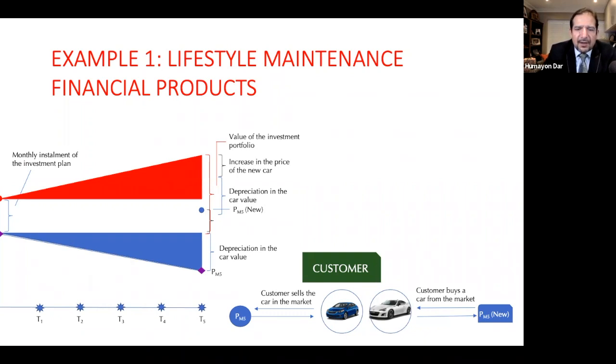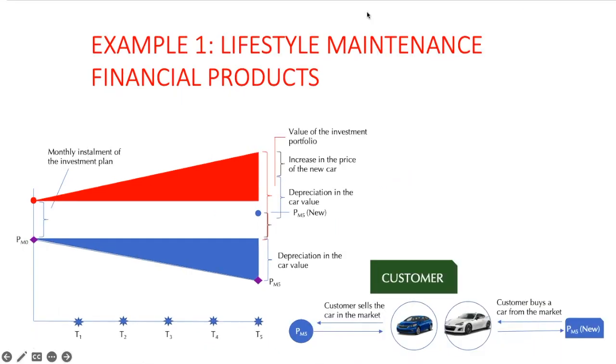Example one, how a bank can get involved in this kind of arrangement. We would be using an example of a car here at T naught, which is not mentioned here. A customer buys a car from a vendor, and at the same time, the bank offers a monthly installment of an investment plan. So basically, the bank offers an investment plan to that customer, pursuant to which the customer starts contributing to the plan on a monthly basis with a certain amount of money. So after 5 years, this much, from here to here, this would be the value of the portfolio of the investment plan.